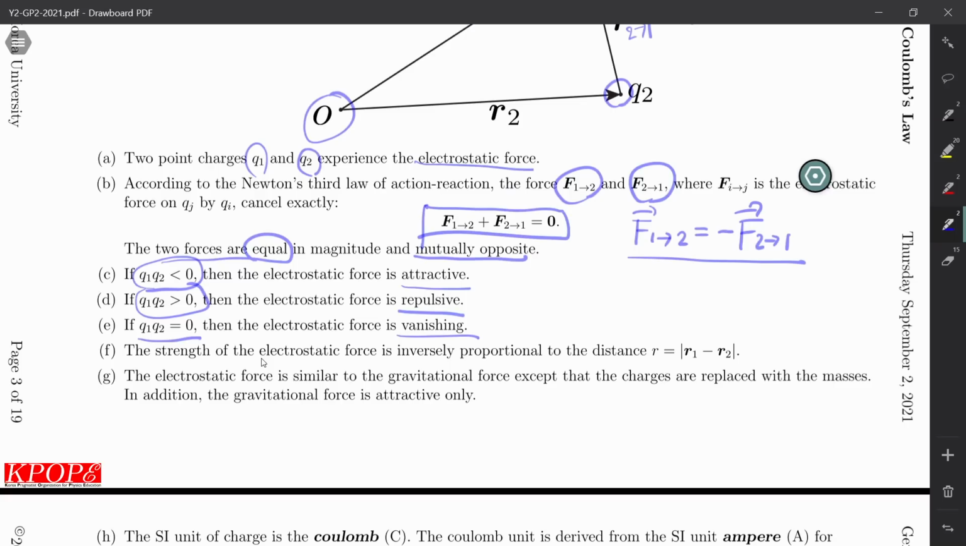If we consider the gravitational force of two point massive particles, only attractive force appears in the gravitational case, because anything massive has positive mass. That is the big difference between the electrostatic force and the gravitational force.